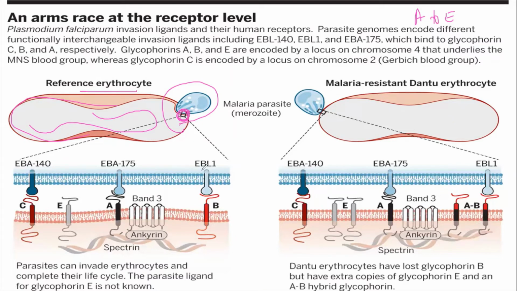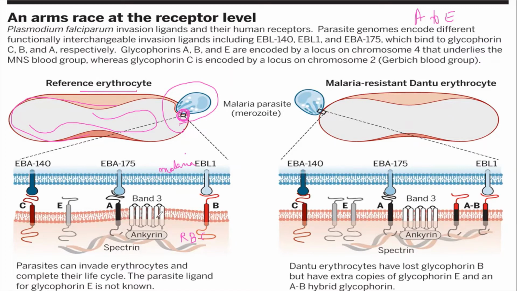So the blue one is your malaria. Okay. The red one is your human RBC. Now look at that. So the human RBC have got glycophorin A. Do you remember band 3? Right? Ankyrin, spectrin, all this we have discussed.